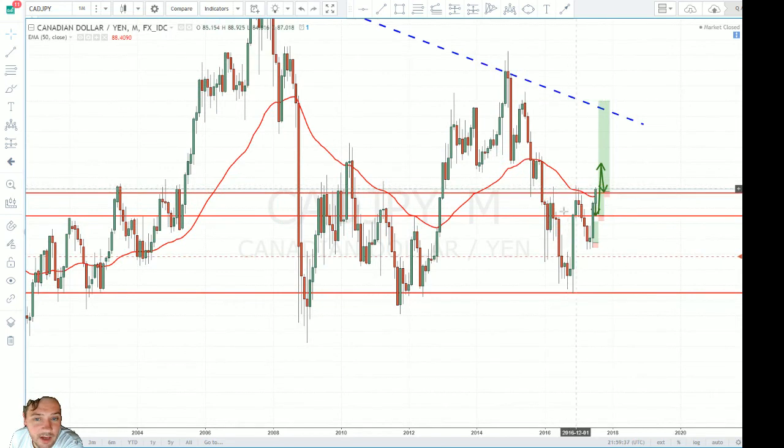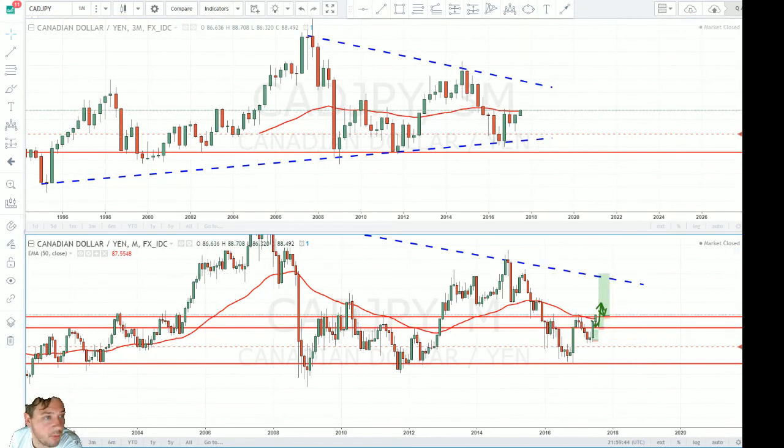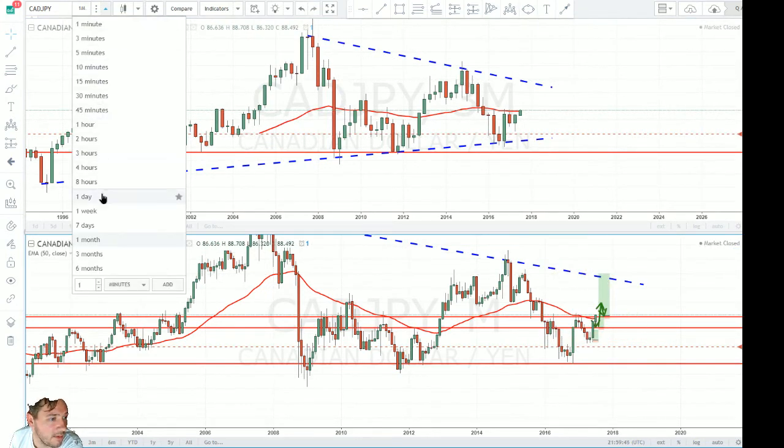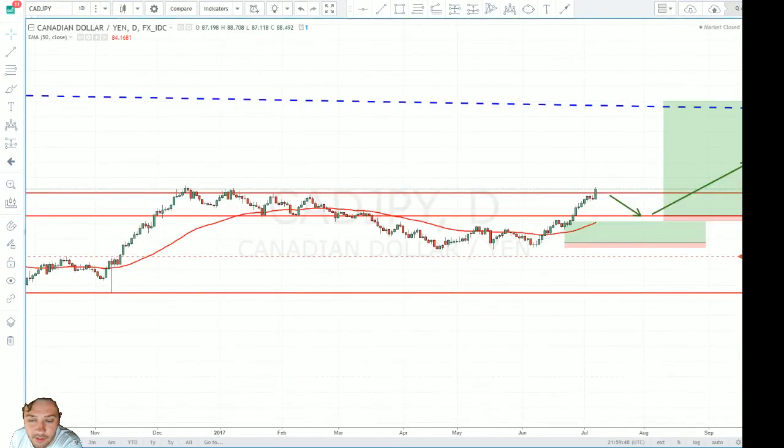88 is that key level there with the monthly 50. So a break and retest of 88 would be nice and clean. Then we would be trending upwards. Let's go back down to the daily, and we'll go there.